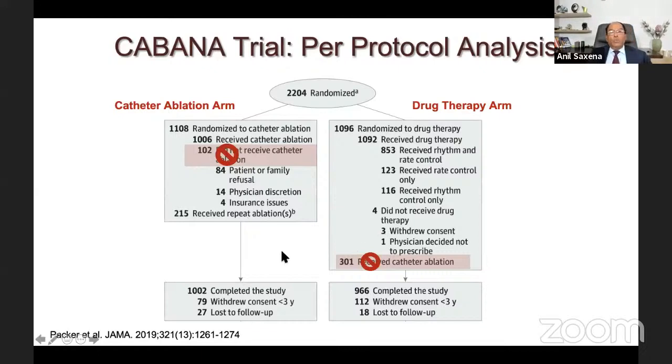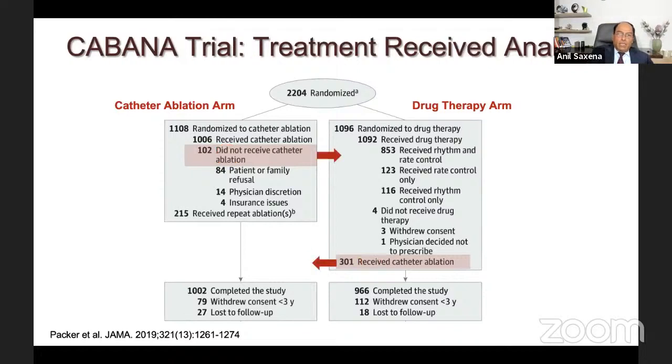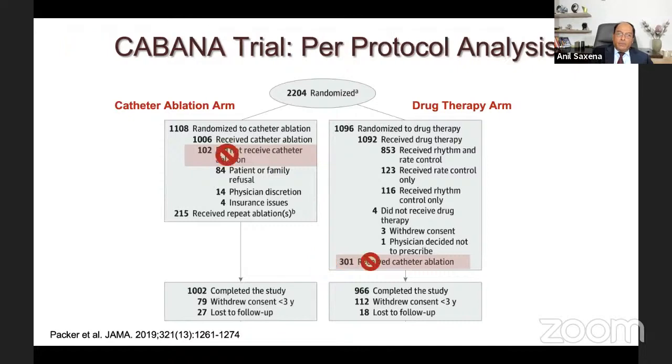But again, too much data dropout, too much censoring also reduces the quality of evidence, because it is not considered healthy in any trial if too many patients exit from the study, and that too an asymmetrical number. From this group 300 patients, from this group 100 patients exited the study because they were censored. So there were three types of data analysis: ITT, treatment received, and per protocol.